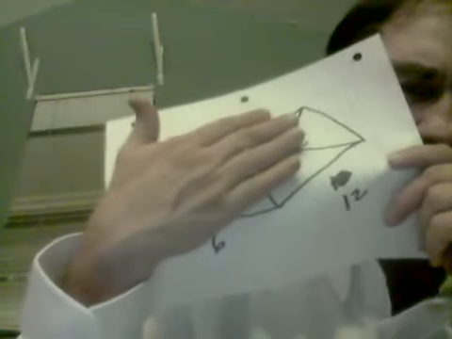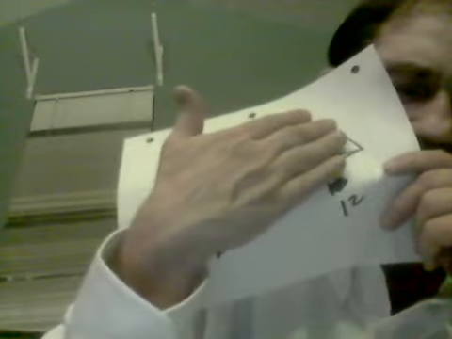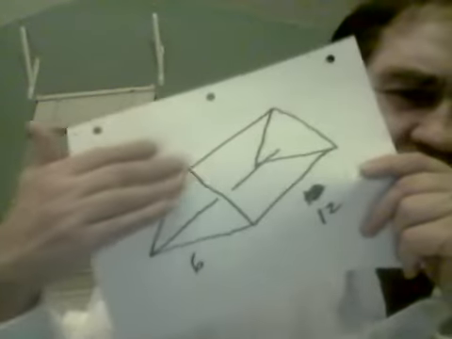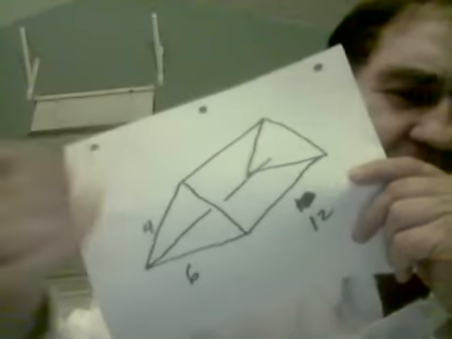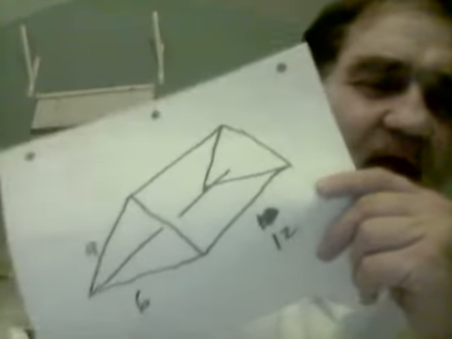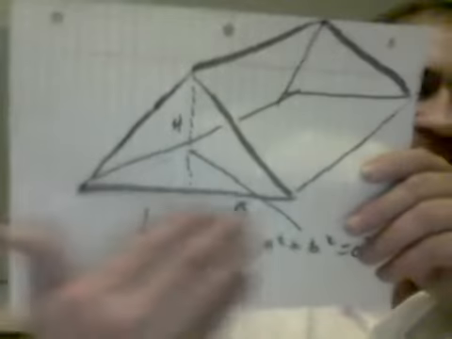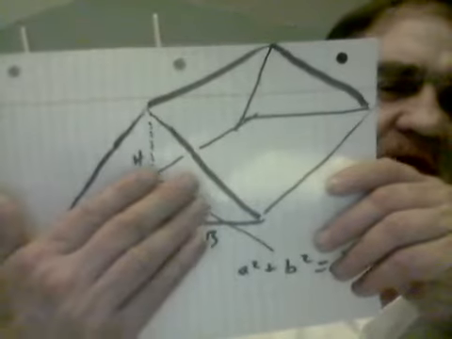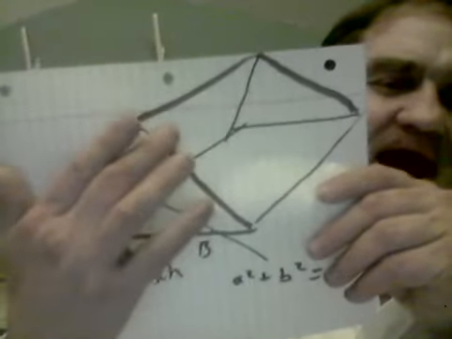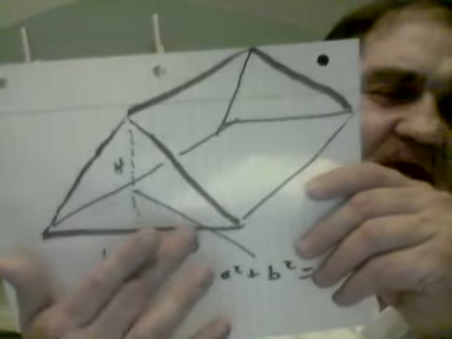Right there is 4. Right here, 4. All these are pretty straightforward, okay? Now, let's go back over here. I got that 1/2 base times height. That means to find the surface area of this triangle, I got to find the height of the triangle.